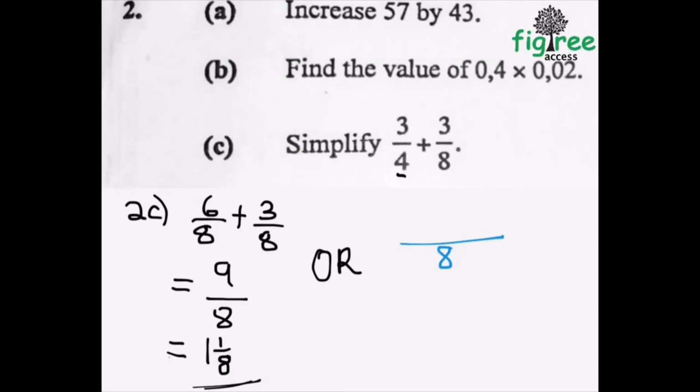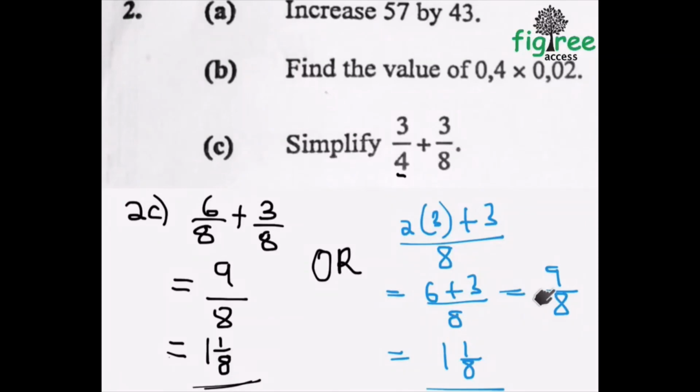Or you can use the traditional method again. The common denominator is 8. 4 into 8 is 2. Then 2 multiplies this 3. Then 8 into 8 is 1, and 1 times 3 is 3. So 2 times 3 becomes 6, plus 3, over 8, which is 9 over 8. Then we divide 8 into 9, which is 1, remainder 1 over 8. So the answer is 1 and 1 over 8.